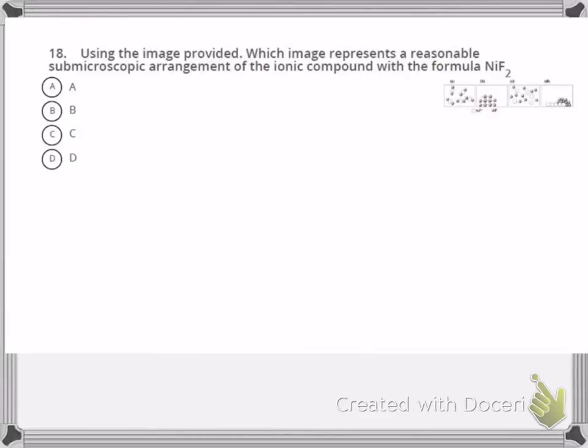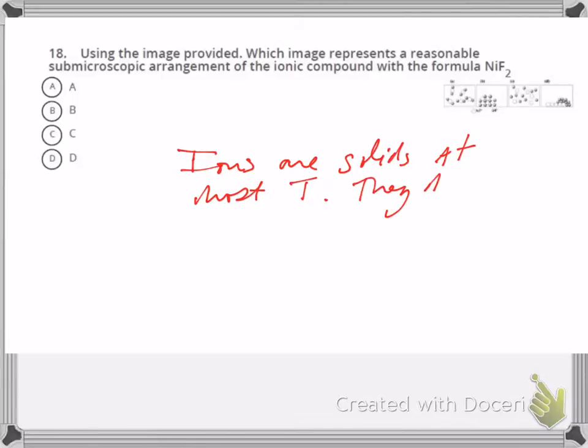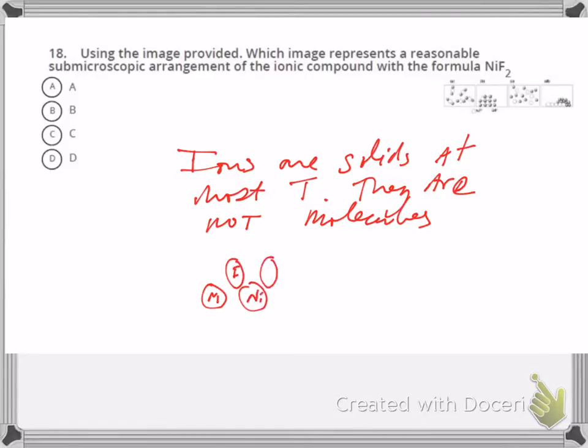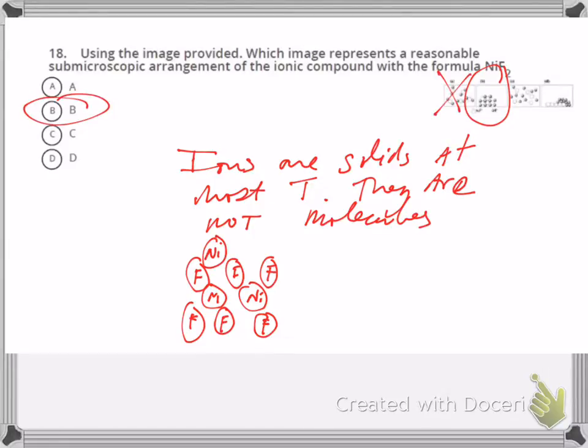Okay, so using this image, what would be the most reasonable image for the nickel fluoride ionic substance? Keep in mind most ionic substances are solids at room temperature, and they do not form molecules. So that's why A would be wrong. What we expect is that there would be a regular array of nickel and fluoride ions in a 2-to-1 ratio. Best choice for that is going to be B. It's tempting to write it as molecular, as if they're sharing electrons, but it's not the case. A is wrong.